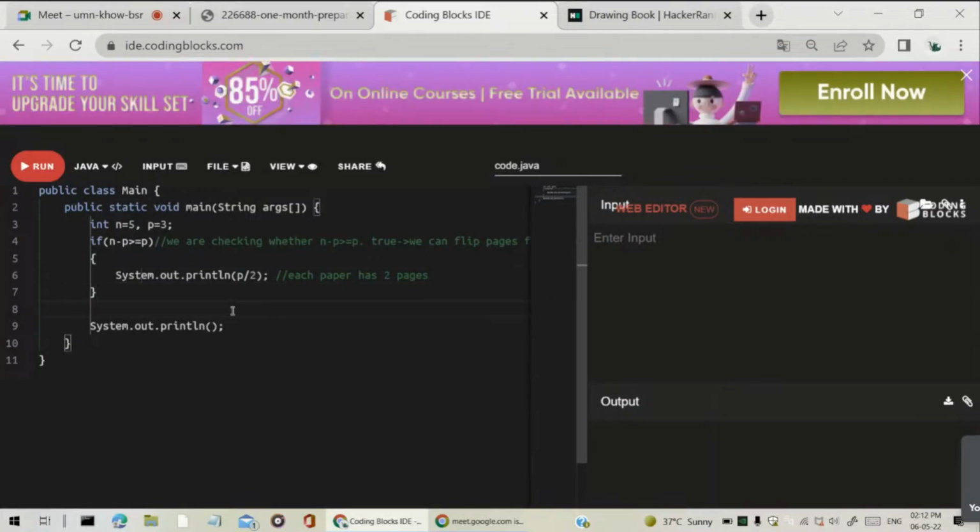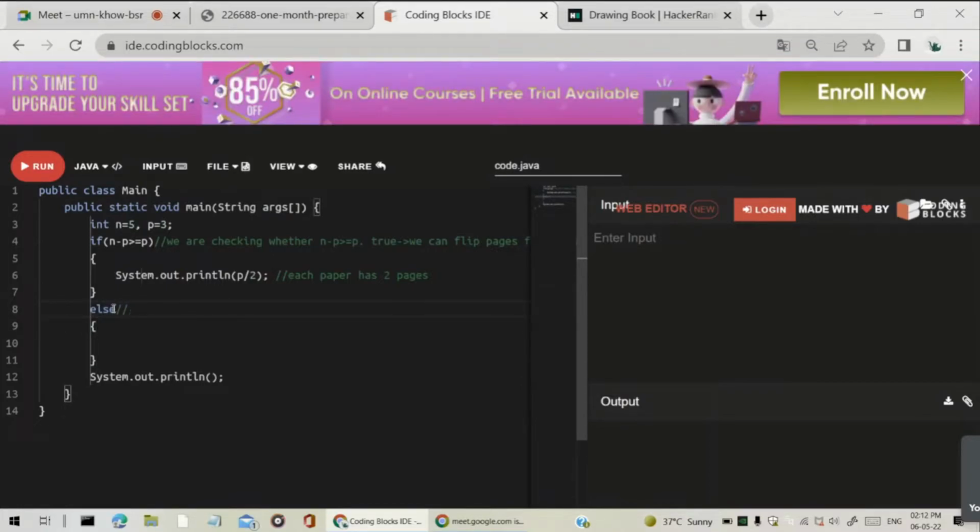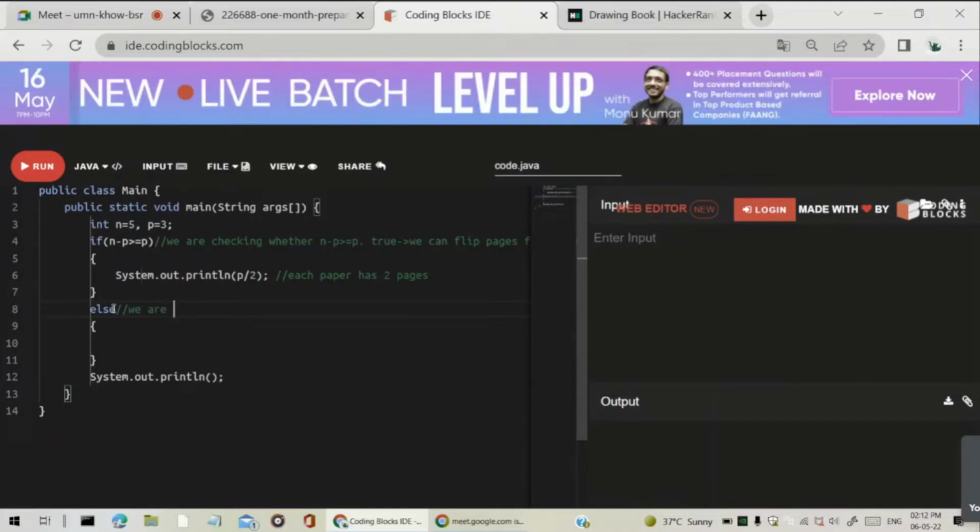In the else condition, what we are going to write is, basically, we have checked for the front, right? Suppose if it is greater than or equal to p, right? If less than or equal to p, the if condition fails, right? So for that, we are writing an else statement. So in this else condition, we are coming from the back side of the book, flipping the pages.